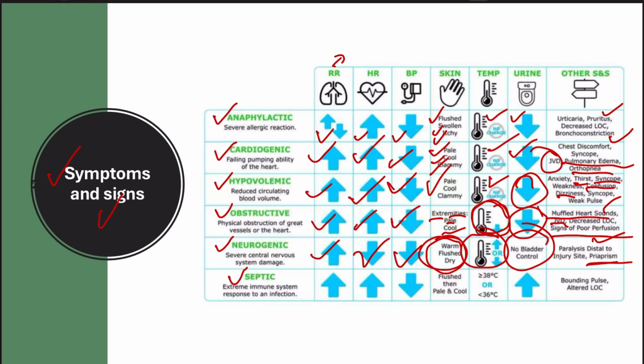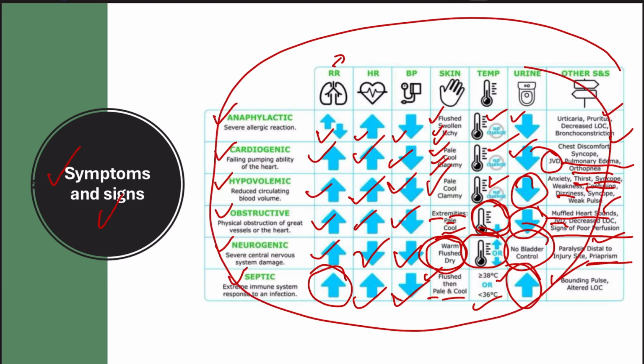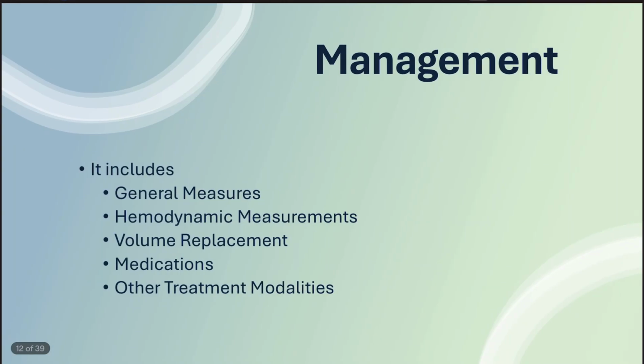Then coming to septic shock, here there will be an increase in the respiratory rate and the heart rate, but a decrease in the BP because of the vasodilatation. Then the skin will be flushed, and then it will become pale and cool. So here the temperature can be either more than or equal to 38 degrees Celsius, or less than 36 degrees Celsius. Urine output will increase, and in septic shock we can get a bounding pulse also. So these are the signs and symptoms of different types of shock. Now let's discuss the management of shock.